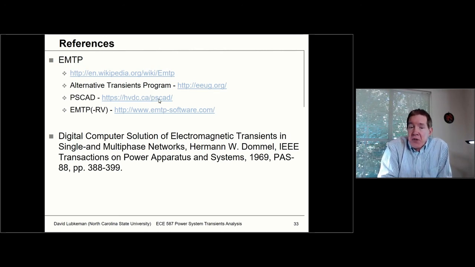PSCAD is a program we're using, and here's the website for PSCAD. And for the other version, which stemmed from the EPRI thread, you have EMTP-RV as well. If you're interested in the original Dommel paper, here's the reference, and you can see this was published in 1969. All right, so I think this is what I want to talk about for the EMTP approach, and for the next lecture we'll get back to looking at some other transient cases.